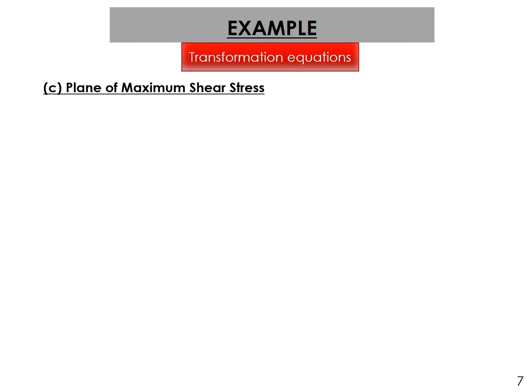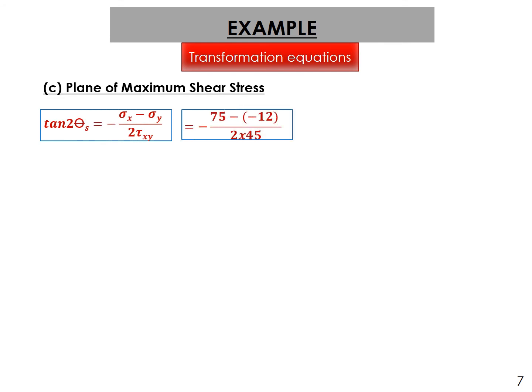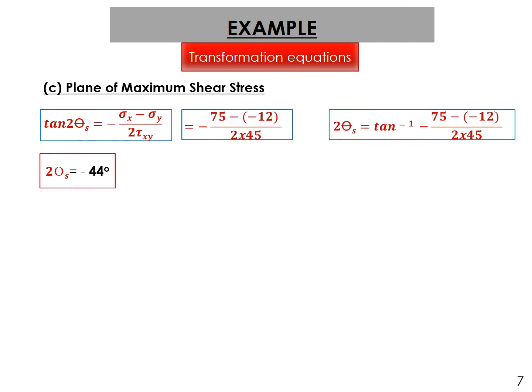The other part is the plane of maximum shear stress. Now you can recall that formula, tan 2 theta s. Simply use that formula and put in the values. Let's see. We get theta s coming as minus 22, or plus 90 is 68 degrees. So minus 22 means below the axis, you can say.